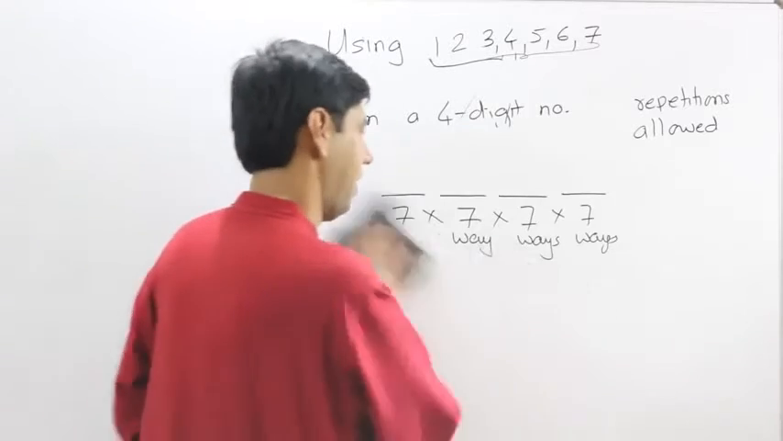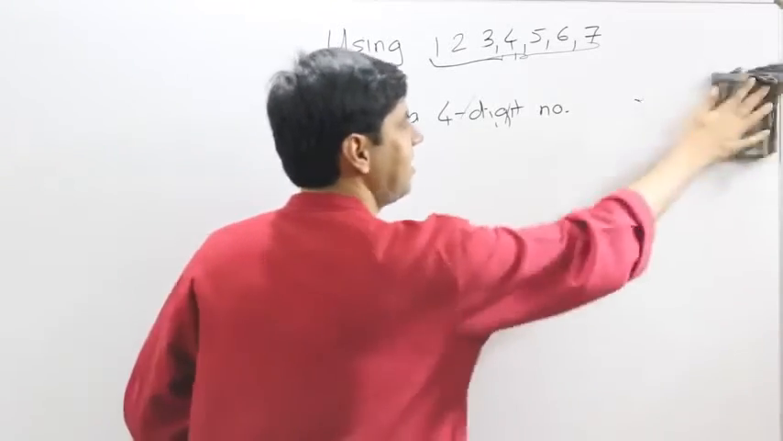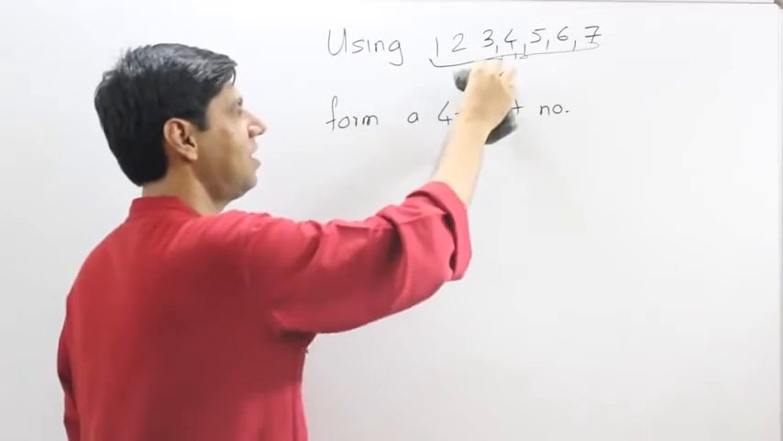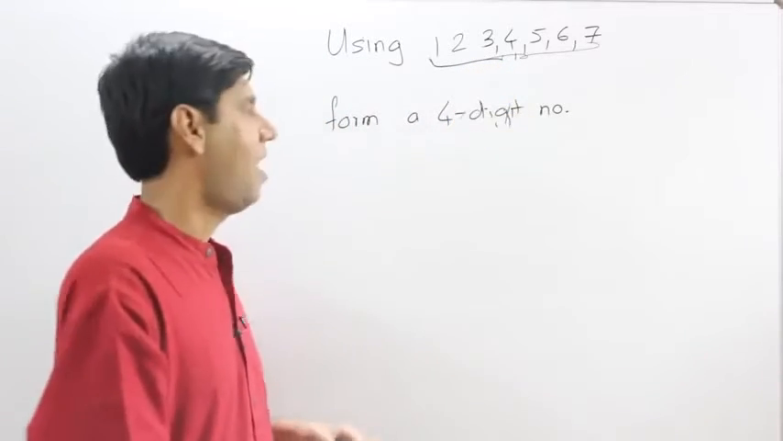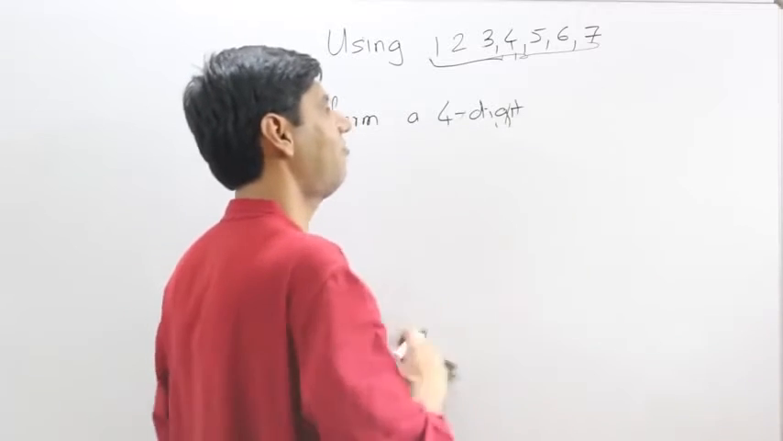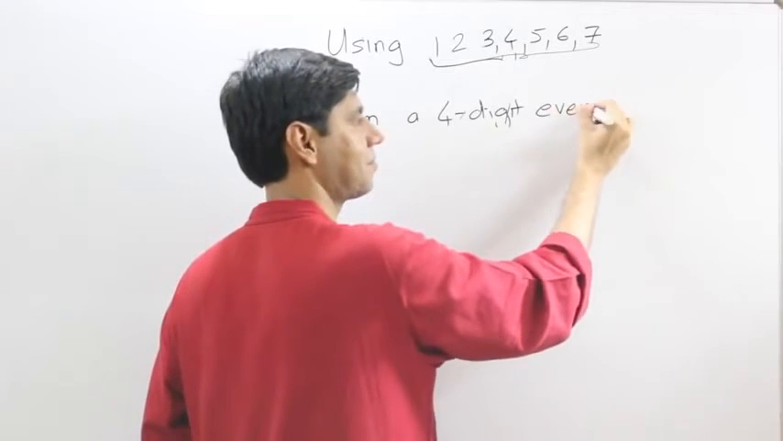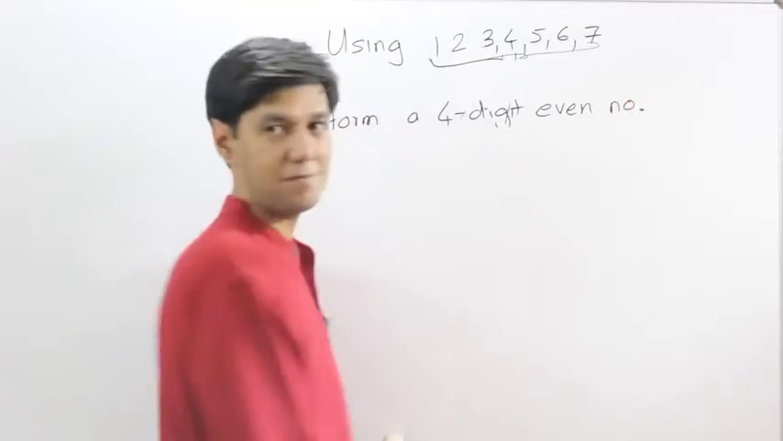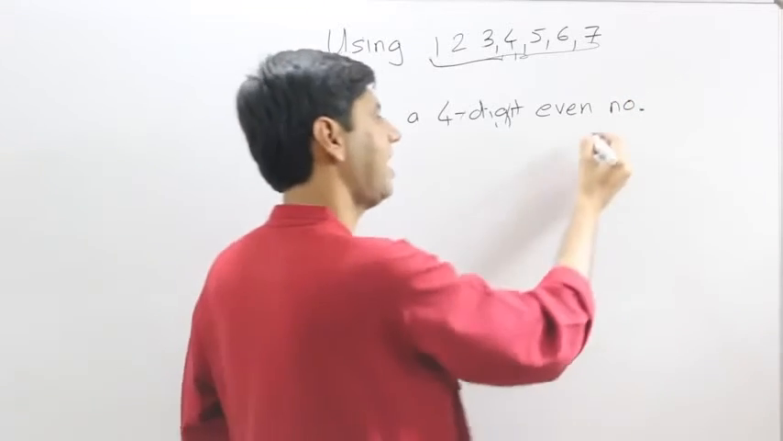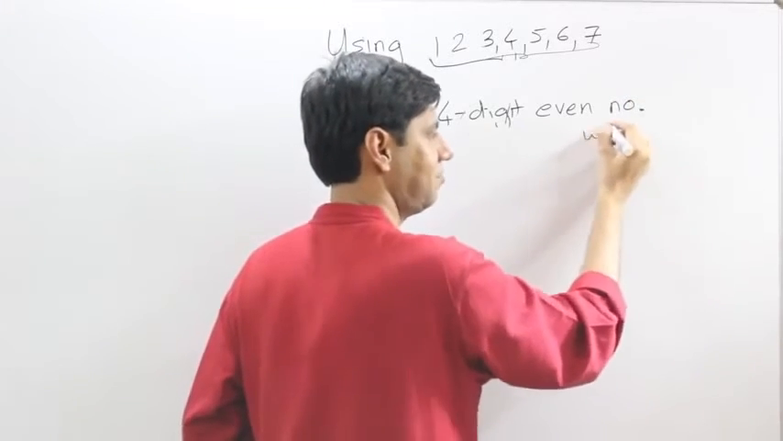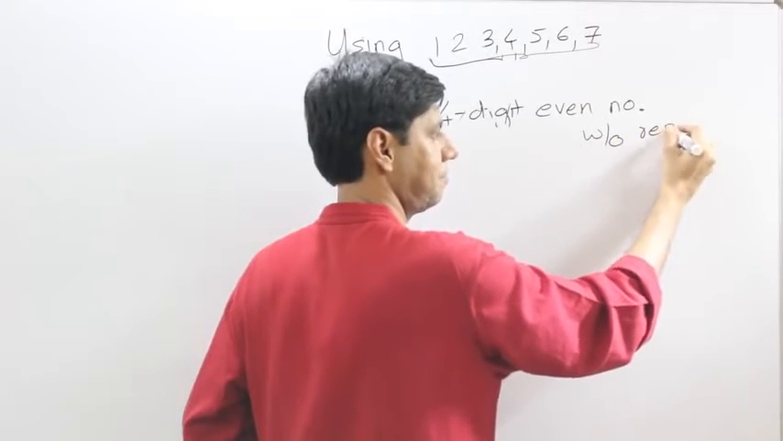Right? Okay. So what changes are allowed? So here there was no condition given. How about I add a condition, a 4-digit even number? And the first case, without repetition. So I'll just put in here, without repetition.